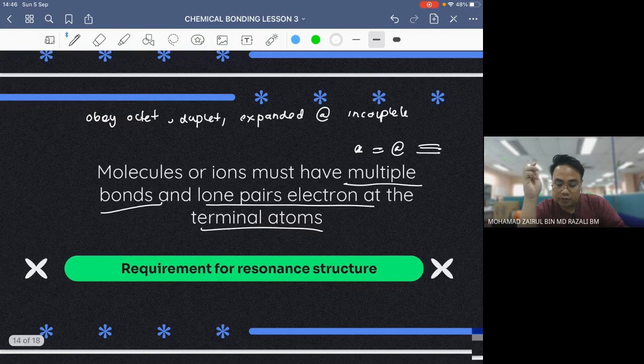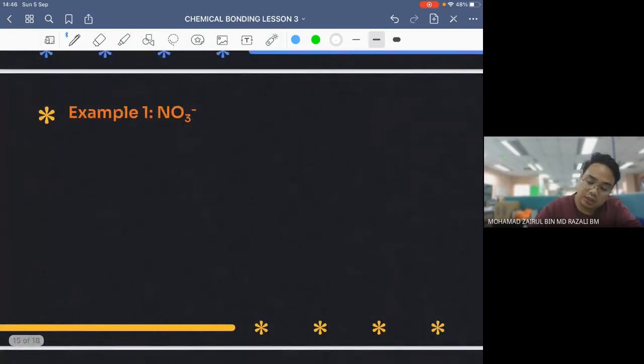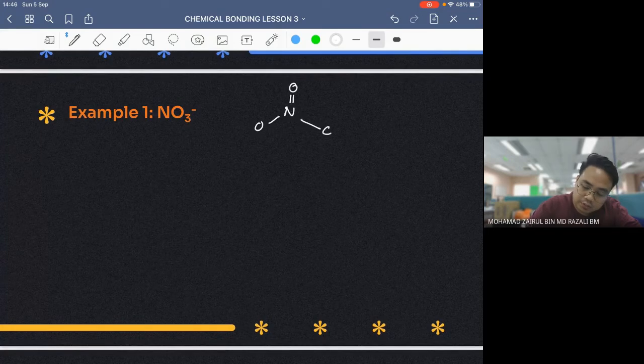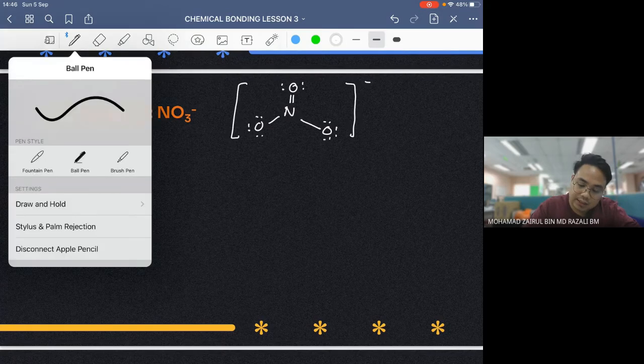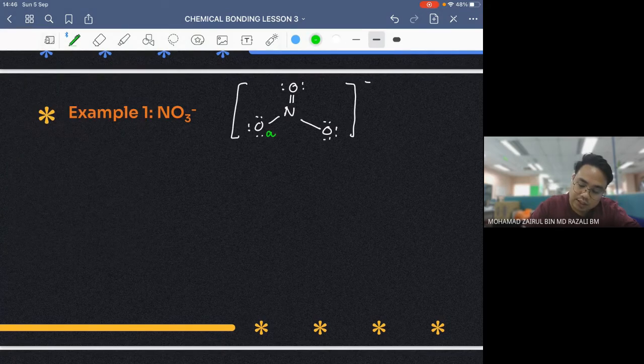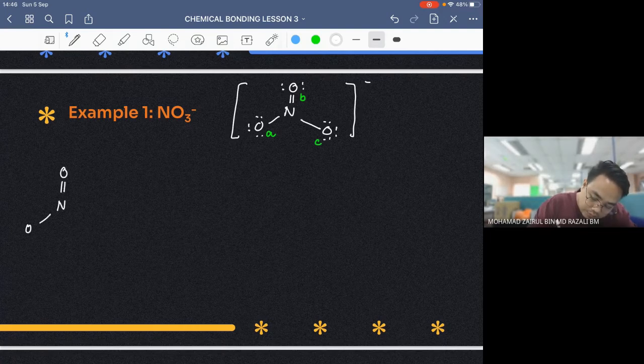So for example NO3, the Lewis structure for NO3 is N double bond O, single bond O, single bond O. So yang ini macam kita dah belajar waktu kita lukis Lewis structure in lesson 2. Let's say kalau saya labelkan this one is oxygen A, oxygen B, oxygen C. In order to draw the resonance structures, we need to move the multiple bond and also move the lone pair electron. Kalau saya salin balik structure tu, so double bond O, single bond.